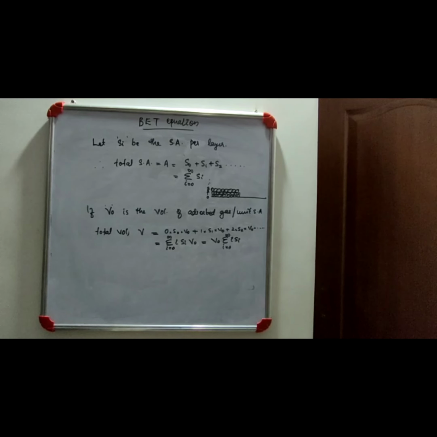Let us start the derivation. First of all, let Si be the surface area per layer. Denoting the surface area of each layer as Si, the total surface area A equals S0 for the 0th layer plus S1 for the first layer plus S2 for the second layer and so on. So A equals the sum over i equals 0 to infinity of Si.